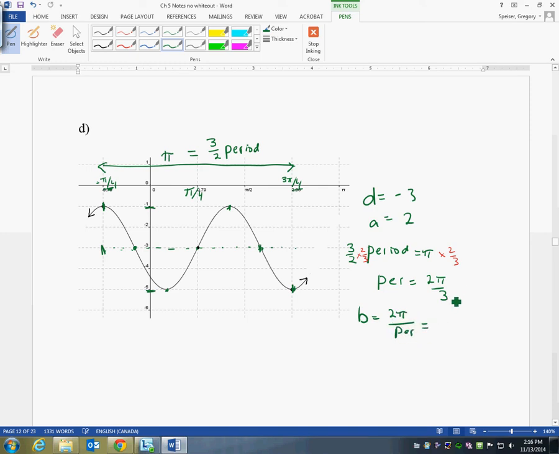Oh no, scary looking fraction work coming up. I think we can do it. 2 pi divided by, we'll make this one bigger, 2 pi divided by 2 pi over 3. So how do you do that when you're dividing by a fraction? It's the same thing as saying 2 pi multiplied by the reciprocal, 3 over 2 pi. And my 2 pi's cancel out, and so my b value is going to be equal to 3. Did I do that right? I think I did. Okay.